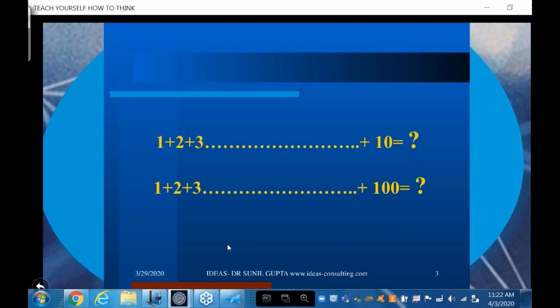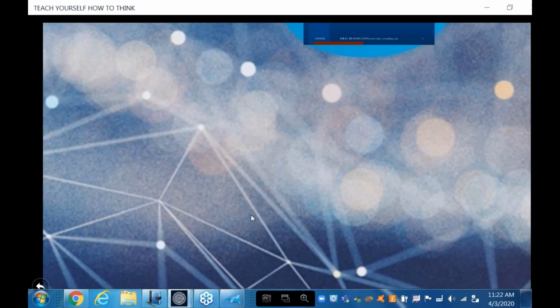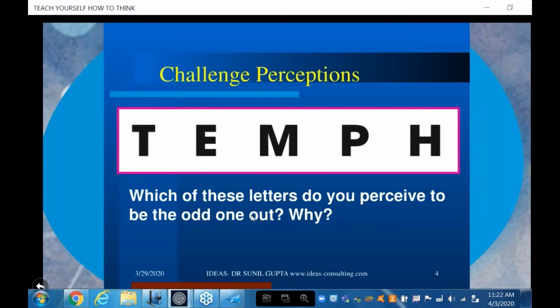So, Edward de Bono, amazing research, amazing contributions by this man, and his research came to the conclusion that we all need to think in a better way. And to think in a better way, the foundation for good thinking is challenging our perceptions. So here is an exercise for all of you.